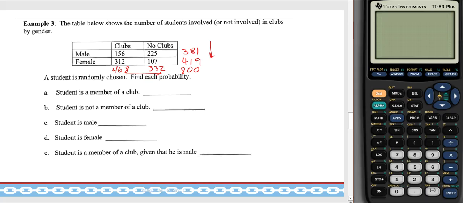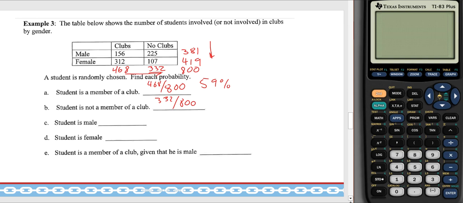If a student is chosen at random, we're finding the probability. So these first 4 are just regular probabilities, right? So what is the probability that the student is a member of a club? Well, there's 468 club members out of the 800. Right, and then if I wanted to, I could make that into a percentage. Student is not a member of a club. So here I'm at the 332 total here, non-club members out of the 800.